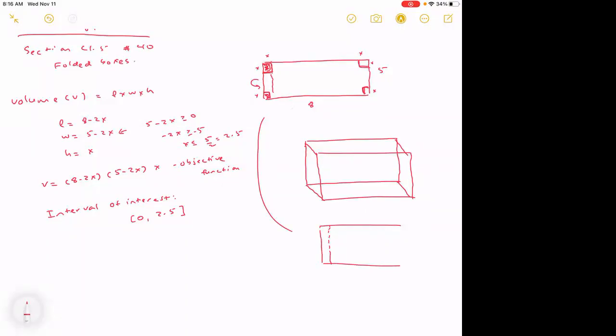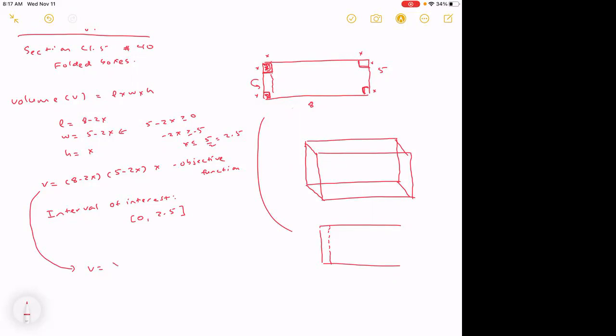Understand that? What do we do next? Okay, so this is our volume function. So either you can just multiply that or FOIL and write in a polynomial form. Otherwise, you can just use the product rule here. Can you find the derivative of this function?